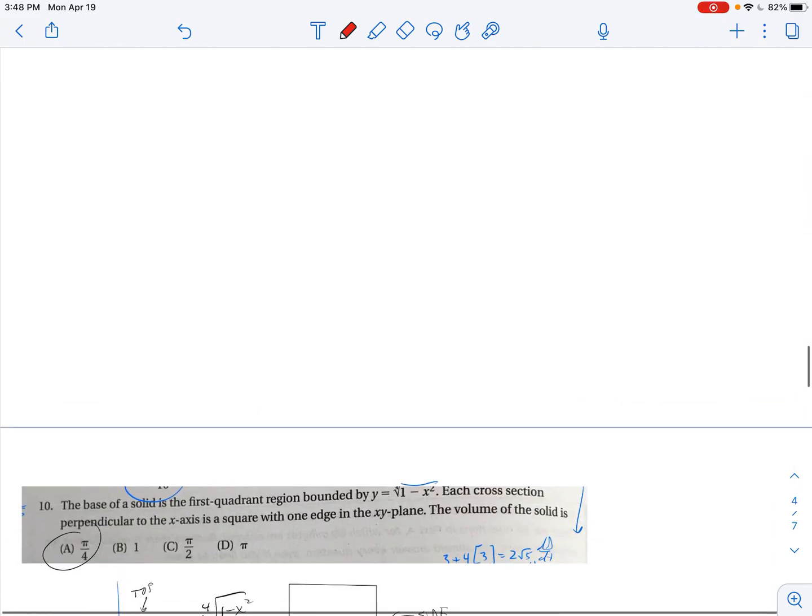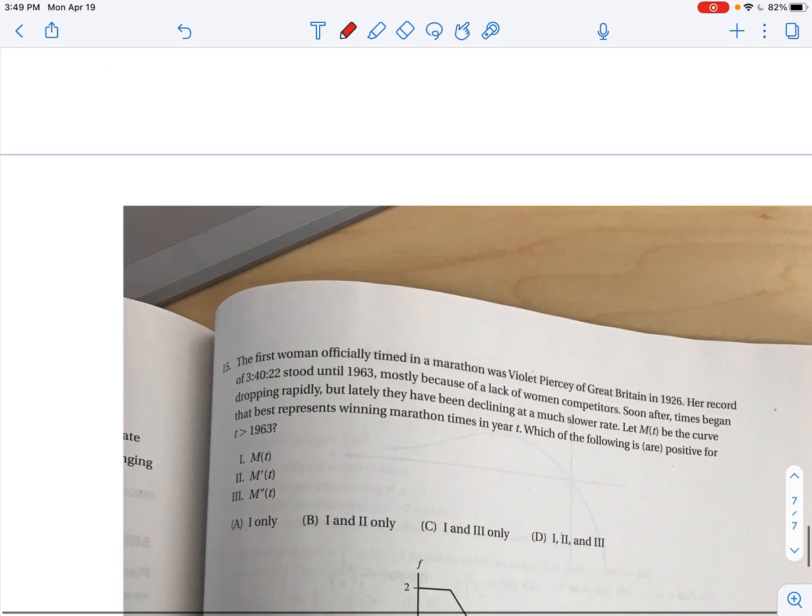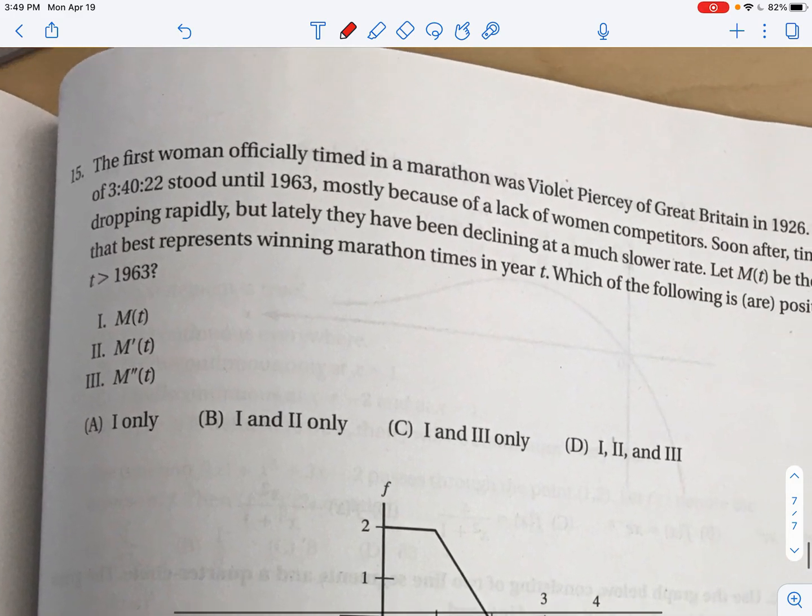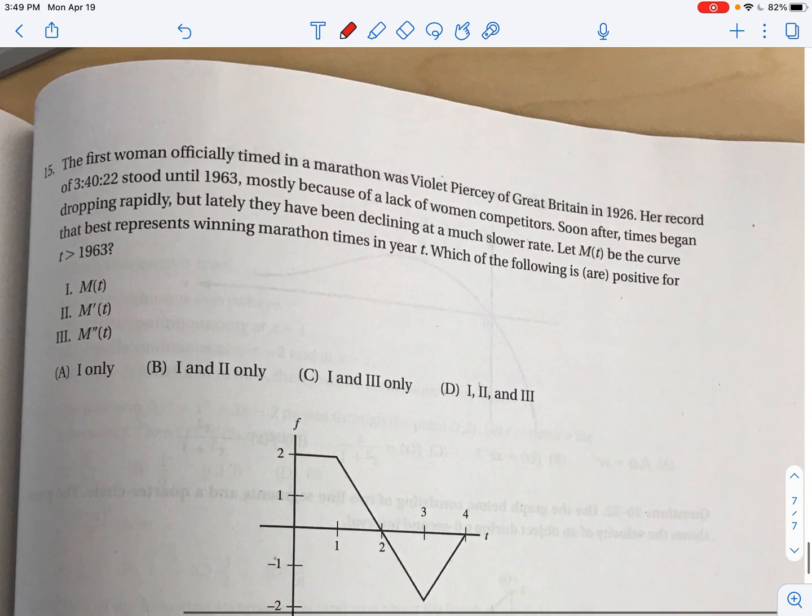All right, and I'm going to do these 15 at a time. So the last one is number 15. There's a verbal description here. So the first woman officially timed in a marathon was Violet Piercy of Great Britain in 1926. Her record of 3:40.22 stood until 1963, mostly because of a lack of women competitors.